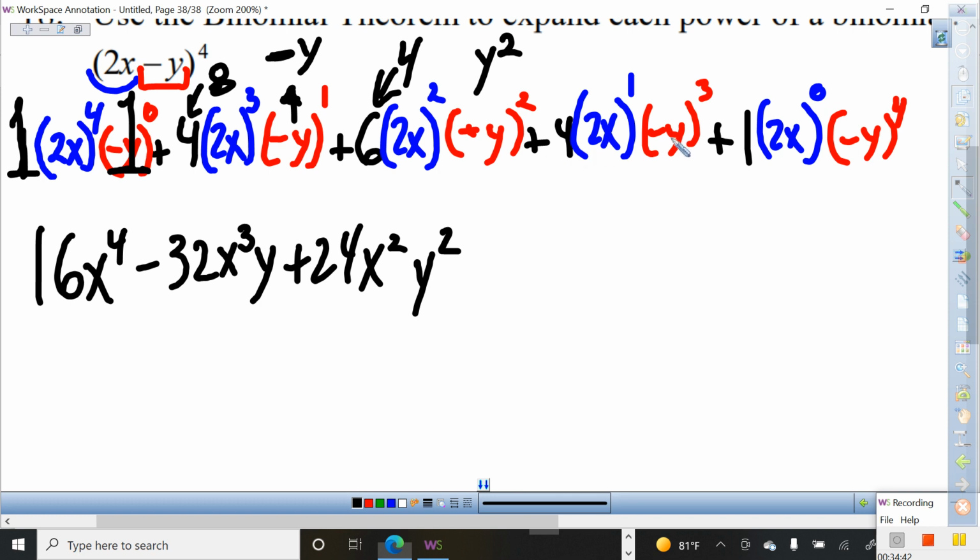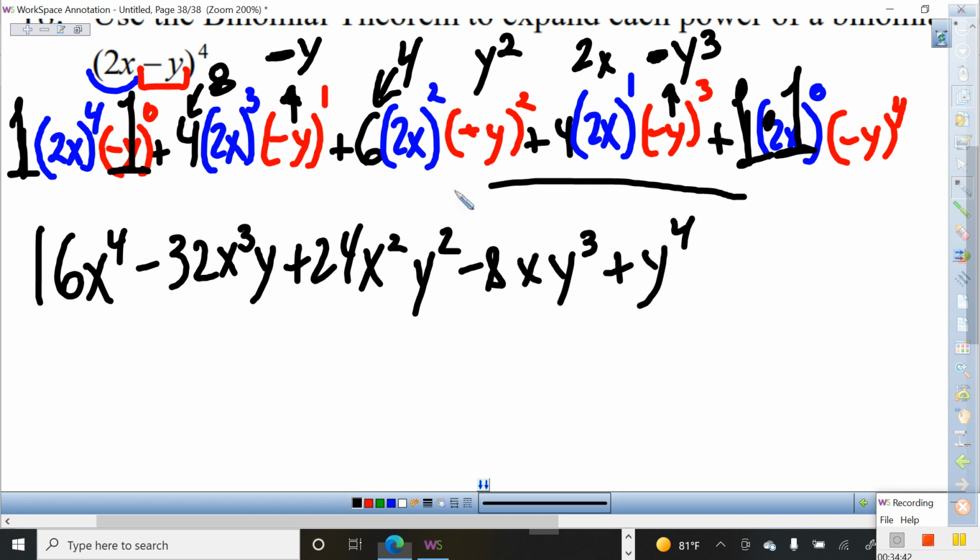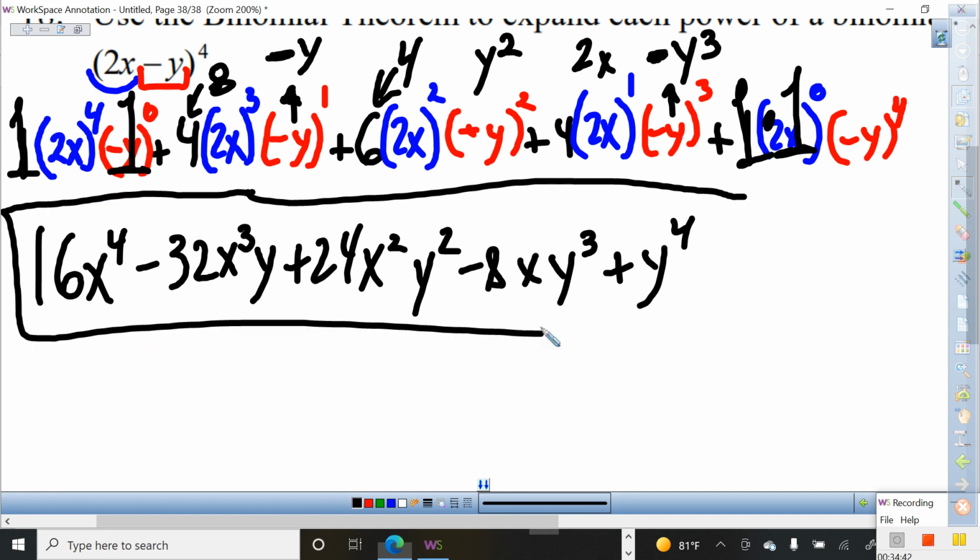Next, we got negative y cubed, that's negative y. And then 2 to the 1st, that's still 2x, so that's 2 times 4, that's 8. Oh, but it's a negative, sorry. With this, it's a negative, so it's negative 8x y to the 3rd, sorry. Okay. And last but not least, this is a giant 1. Giant 1, 1 times 1 is 1. And we're left with positive y to the 4th. There you go.